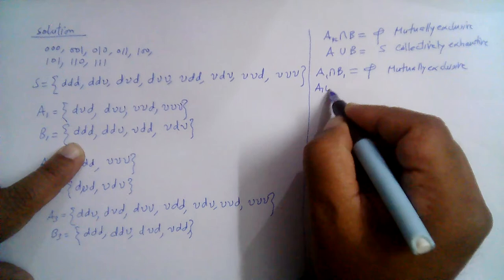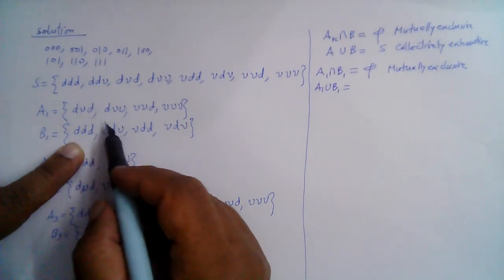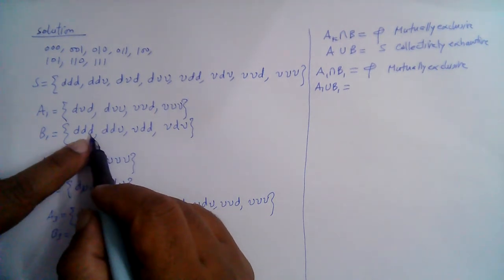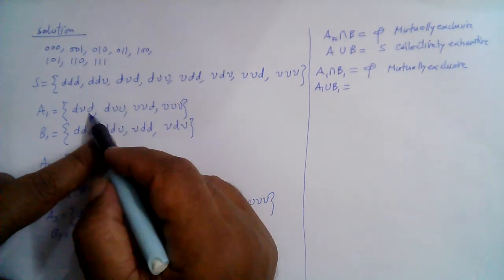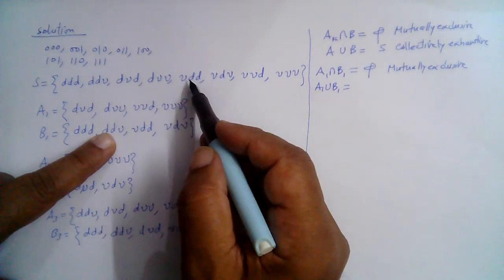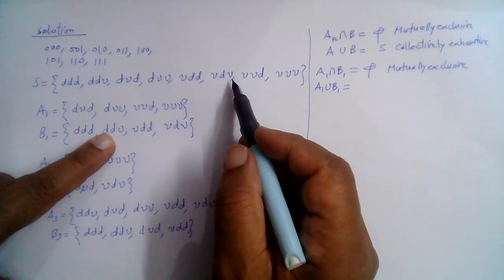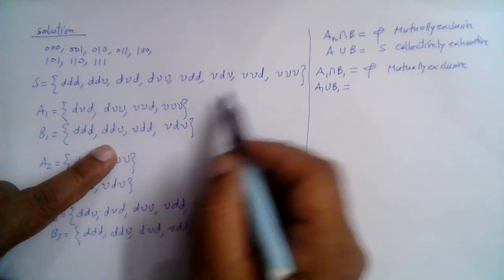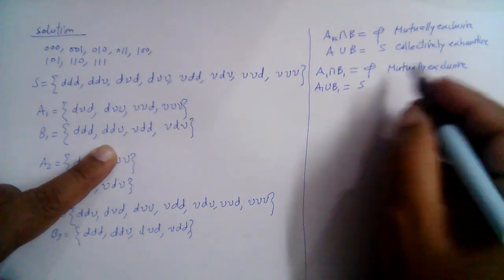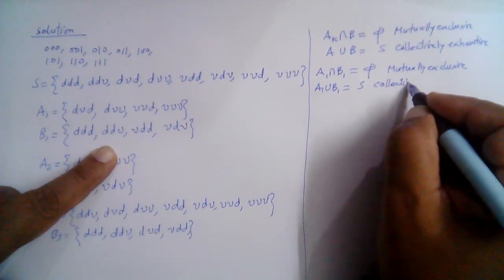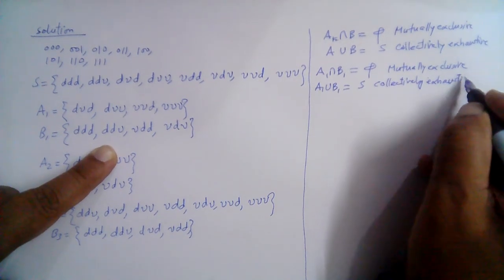And A1 union B1, let's see if we combine the elements of both the sets. So this is DDD, DDV, right? And then we get a DVD from here, DVV from here, VDD from here, right? And VDV from here, VVD from here and VVV from here. So yes, their union is the sample space, so they are collectively exhaustive.